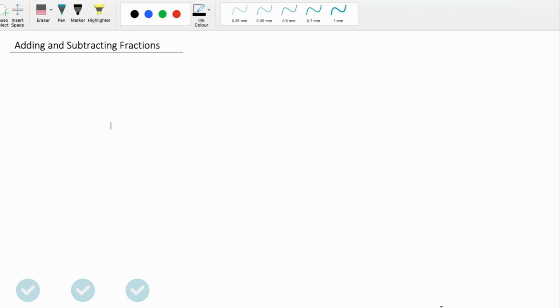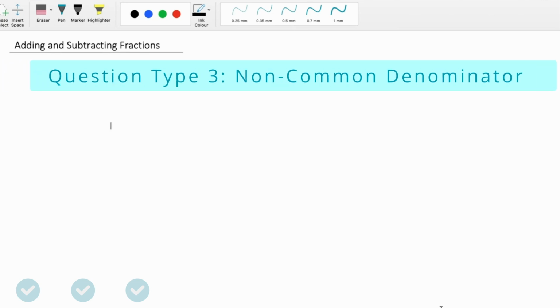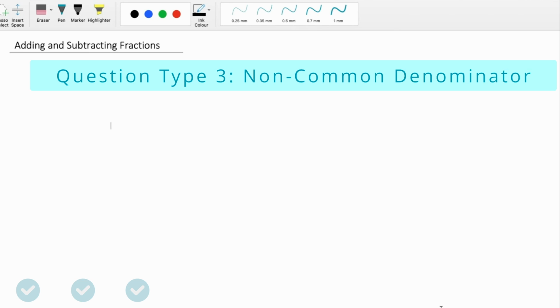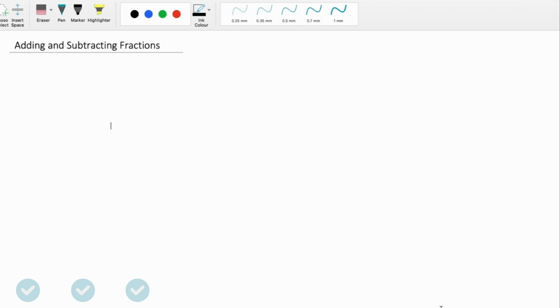Now moving on to the final question type, these fractions, whenever we're adding or subtracting them, they neither have a common denominator, nor do they have factors of denominators that can go into each other. So for example, it looks something like this. 2x over 3 plus 4x over 7. And you can see here that 3 and 7, they're not the same, and they don't go into each other. So how do we actually solve these?